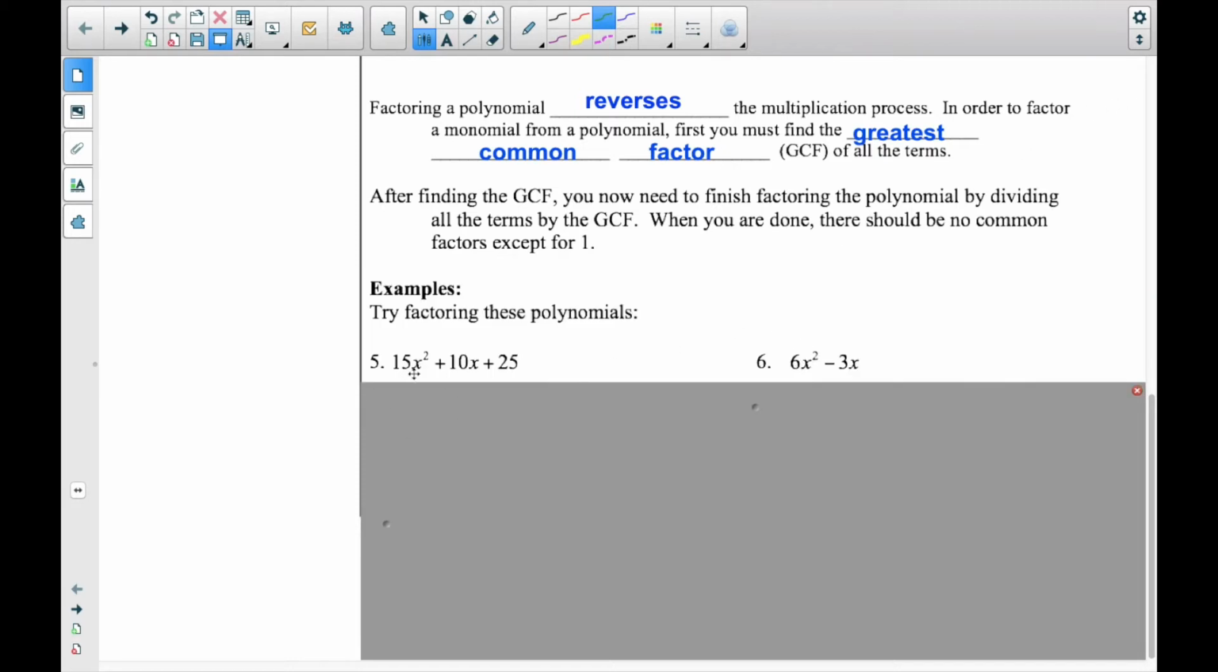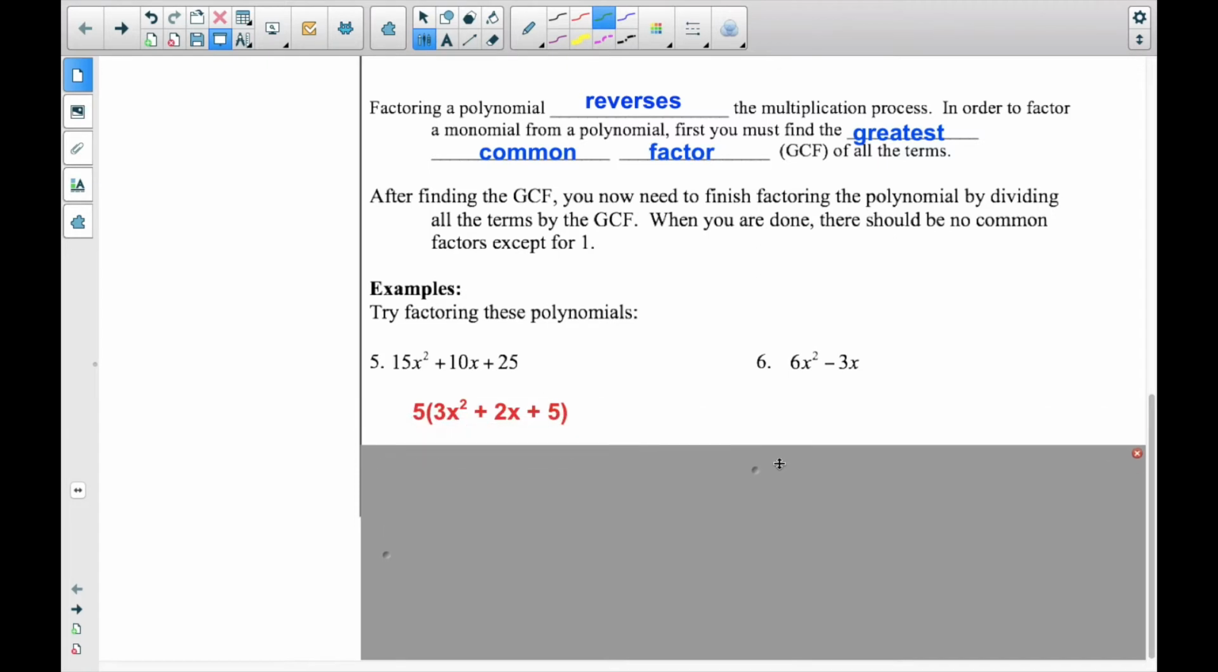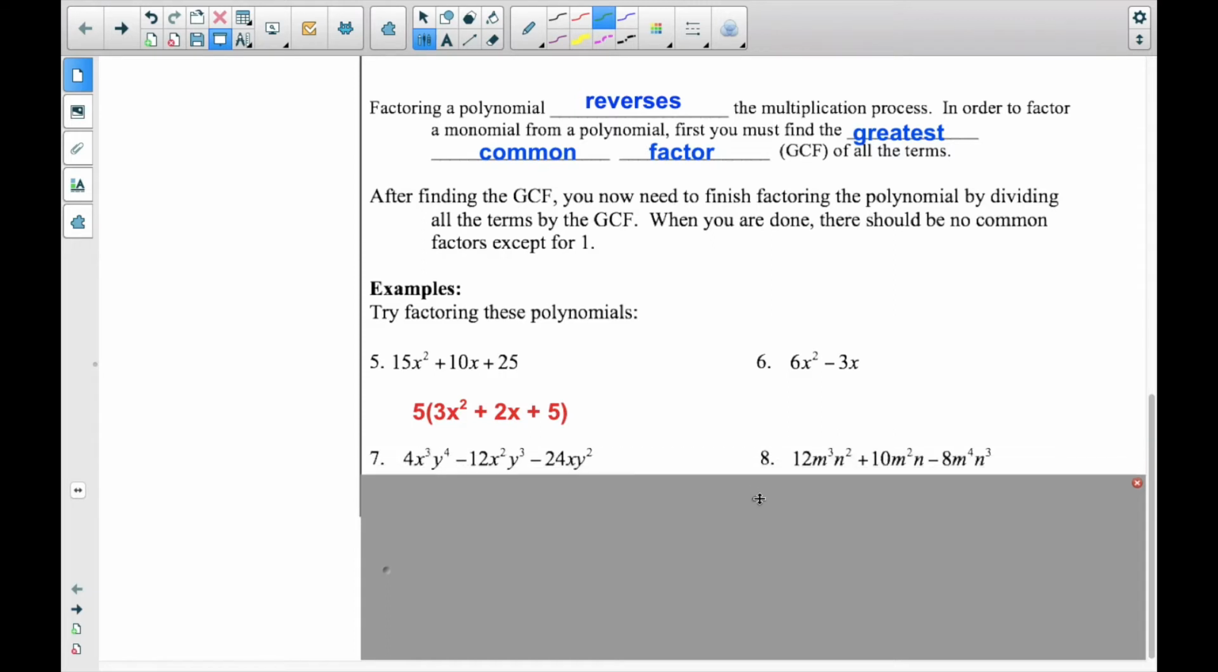With number 5, I can look at this and I can see that my GCF is 5. If my GCF is 5, that means I'm going to divide each of these by 5. And so I'm going to put my 5 on the outside. I divide by 5, I get 3x squared. I divide by 5, I get 2x, and I divide by 5, and I get 5. So that would be the factored form.